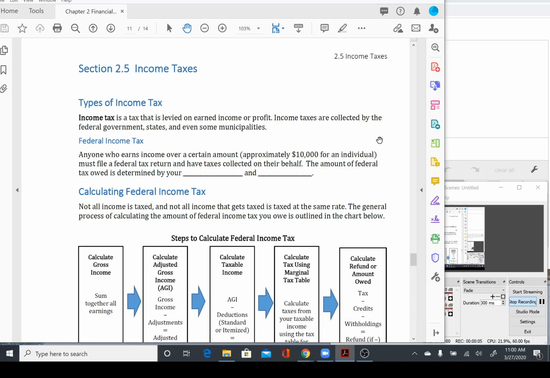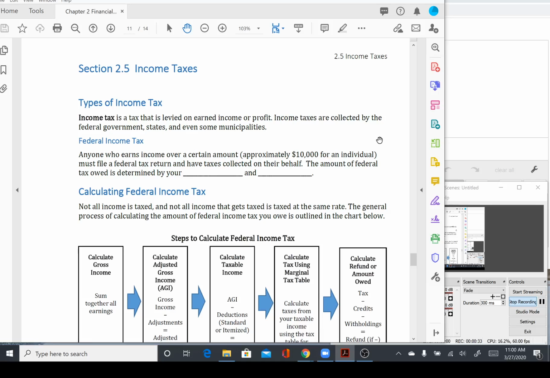This is the last unit for Chapter 2 on finance. So far, you've been making money, investing money, budgeting, taking out loans, and now we're going to talk about income taxes. So, income tax is a tax that's levied on earned income or profit.